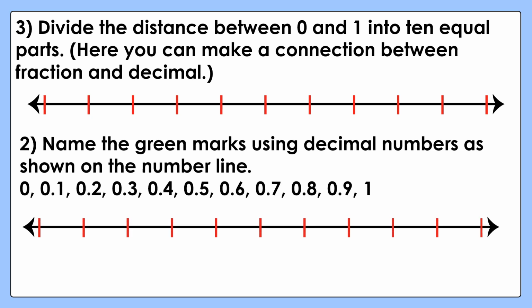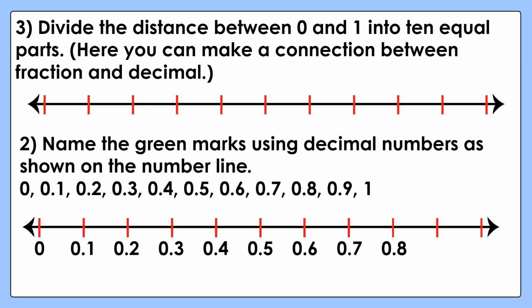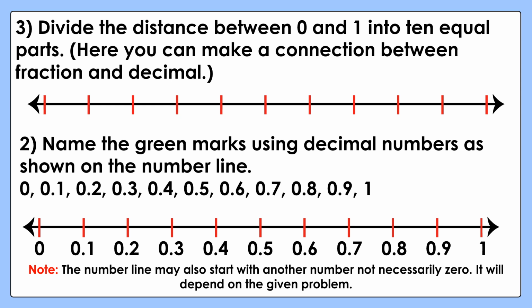Number 4, name the red marks using decimal numbers as shown on the number line. 0, 0.1, 0.2, 0.3, 0.4, 0.5, 0.6, 0.7, 0.8, 0.9, and 1. Note, the number line may also start with another number, not necessarily 0. It will depend on the given problem.